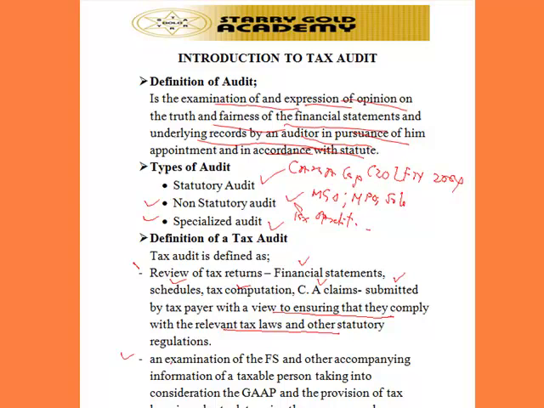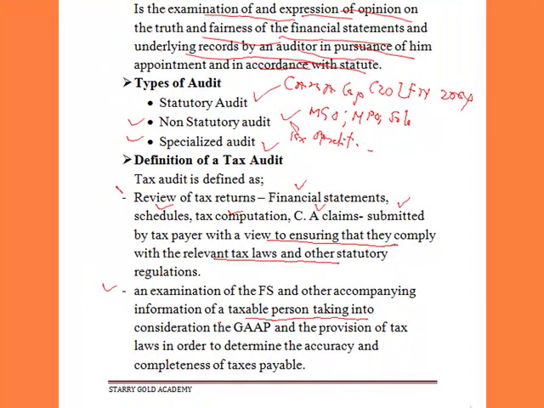Another definition given is that tax audit is an examination of the financial statements and other accompanying information of a taxable person, taking into consideration generally acceptable accounting practice and the provisions of tax laws, in order to determine the accuracy and completeness of taxes payable. So it still follows from the first definition; the first one says review, this one says examination. As you can see from the second definition as well, the objective was given: to determine the accuracy and completeness of taxes payable.